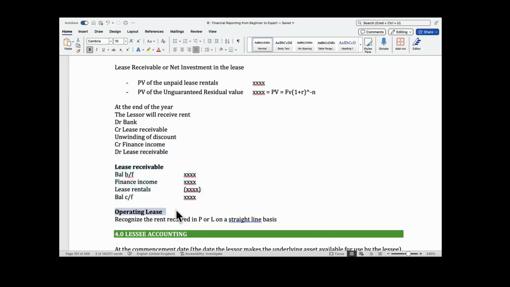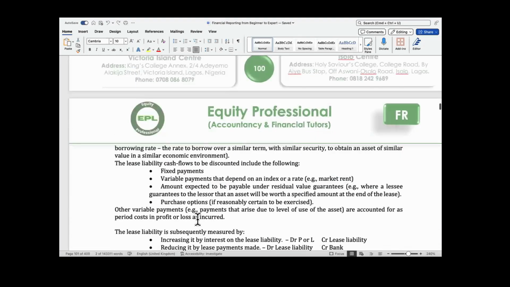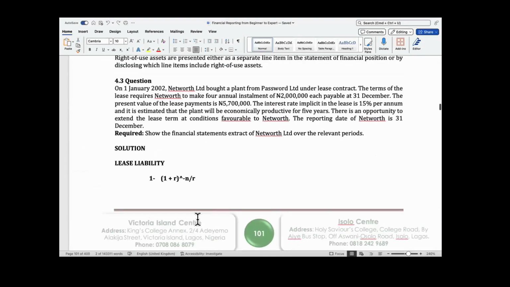For an operating lease, the lessor doesn't have to derecognize the asset. All he recognizes is the rent received, which he recognizes in P&L on a straight line basis. That was all the explanation I did last week. Today is just to solve questions. So let me go to the first question here.